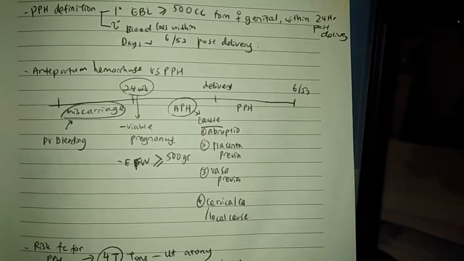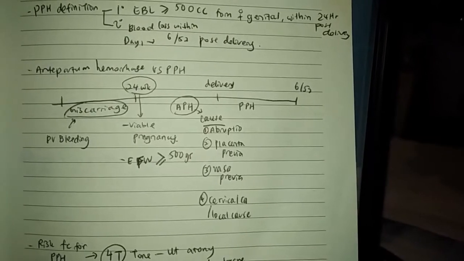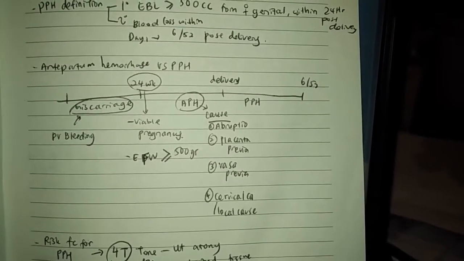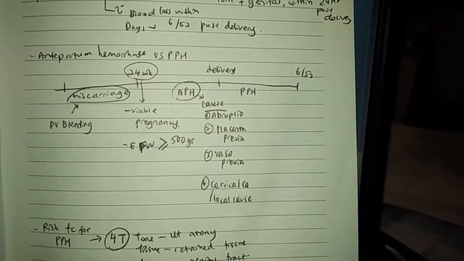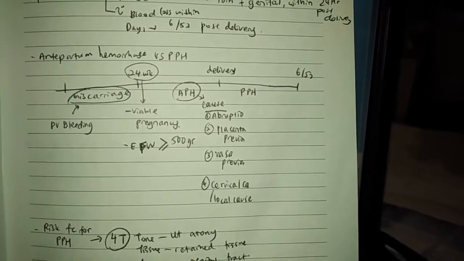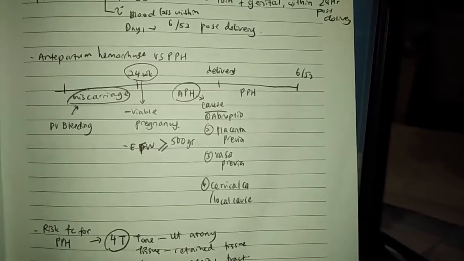If it is non-viable, less than 24 weeks, it's called miscarriage. Examples of APH: abruptio, placenta previa, vasa previa. Okay.